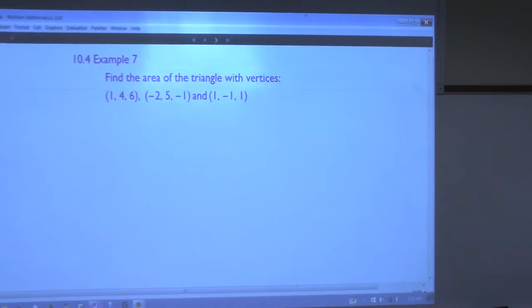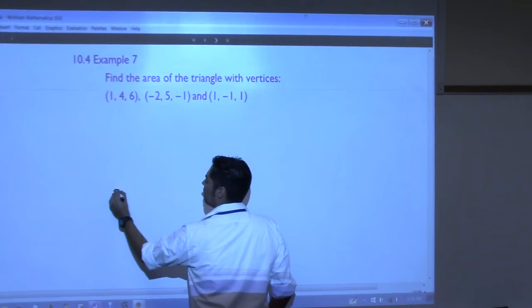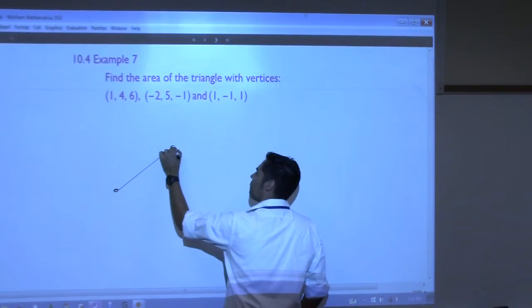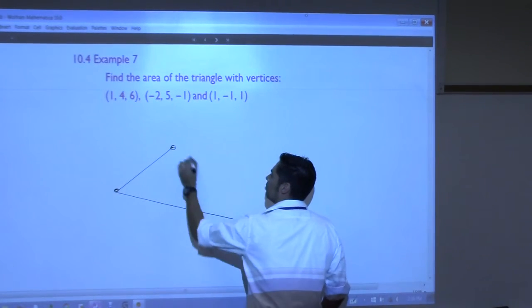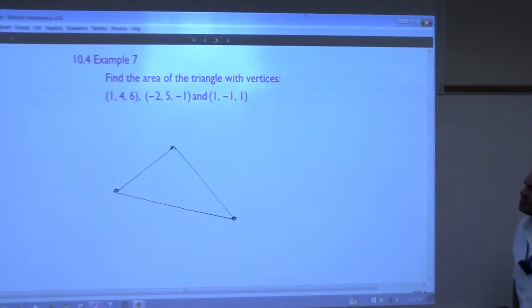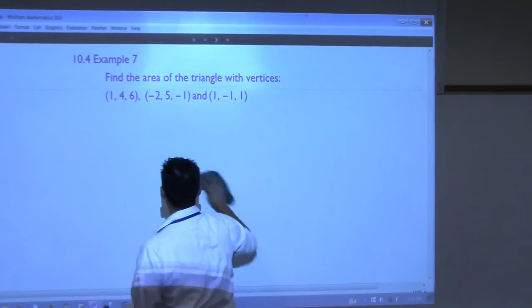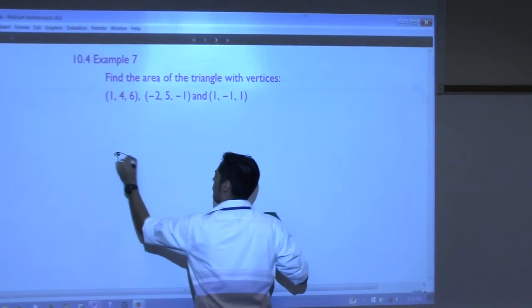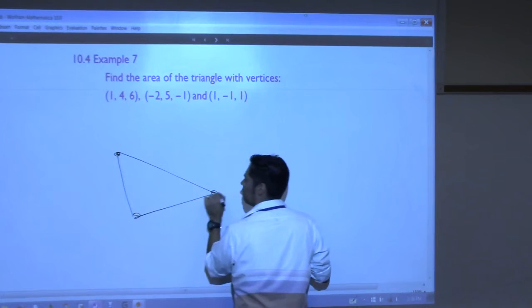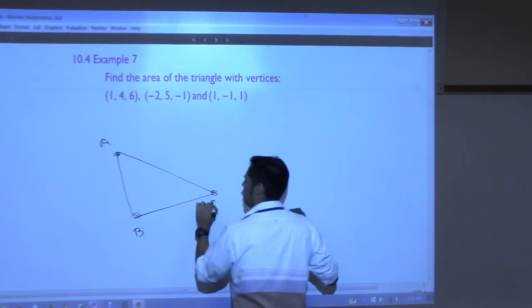Find the area of a triangle with these vertices. Are those the same 3 points that we had earlier? They are, right? Same 3 points. What's the area of that triangle? Is that the way I drew it, though? I don't remember drawing it that way. I think I drew it like this. Did I do this A, B, and C? Isn't that what I had?